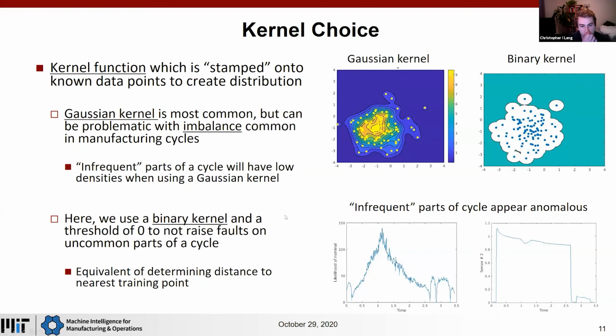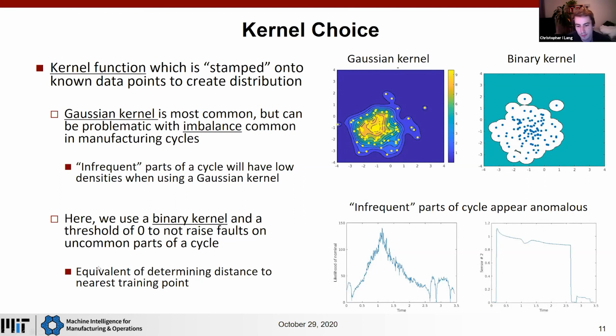So instead, what I ended up using was a binary kernel, which basically just says if you're within some distance of it, give it a 1. If not, give it a 0. And using a threshold of 0 on this, to make sure that we don't raise faults on any uncommon parts of the cycle. So basically, if it is within some distance from some known data points, then we can say that it is known good. And if it's far away, then we would just say that it's bad.